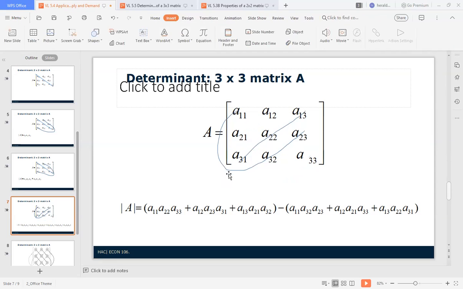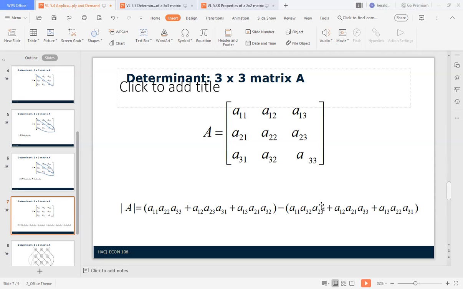Now let me just delete this one here. Okay. So again, you have two sides. You get the sum of the products of this side here. We also get the product of this side here. And you get the difference between the two. And that you will get the determinant.